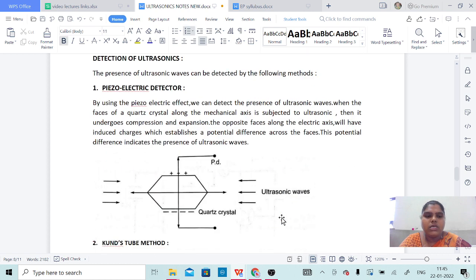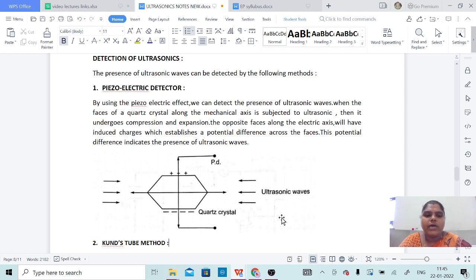Let us see the detection of ultrasonics. The presence of ultrasonic waves can be detected in the following ways. If there are any sound waves above the audible range, we can identify them as ultrasonic waves. There are several methods to detect them. The first is the piezoelectric detector. By using the piezoelectric effect, we can detect the presence of ultrasonic waves.